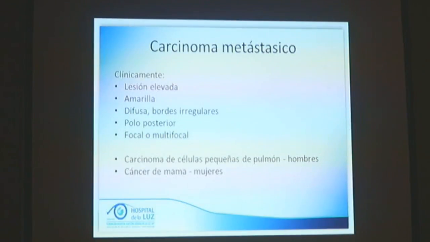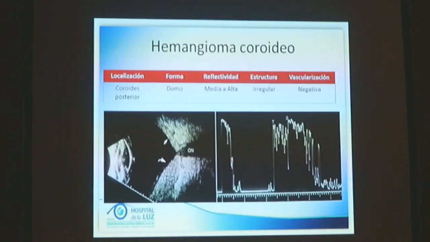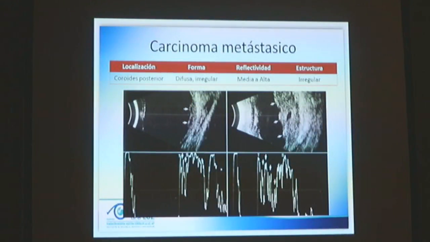Es prácticamente una lesión elevada, puede ser muy irregular, de color amarillo, es difusa, se encuentra por lo general en el polo posterior, puede ser focal o puede ser multifocal, inclusive puede ser lobulada. Esto por lo general es secundario a antecedentes de cáncer de pulmón en hombres y a cáncer de mama en las mujeres, donde vamos a encontrar lesiones difusas irregulares en el polo posterior, de una reflectividad media a alta y totalmente irregular.